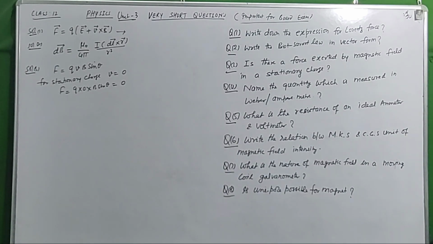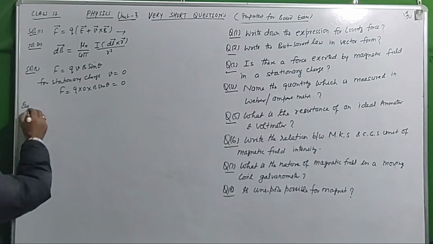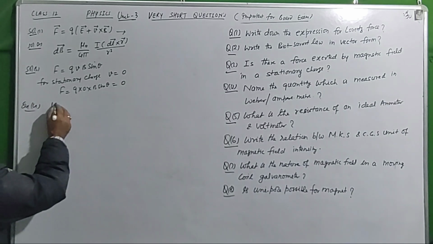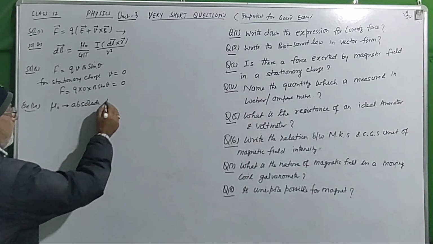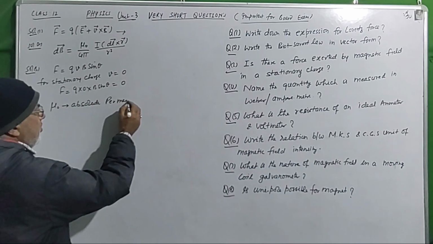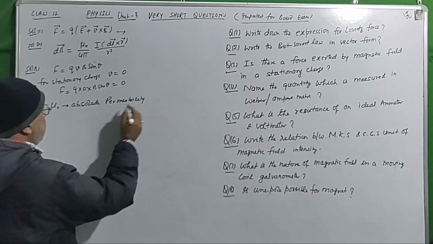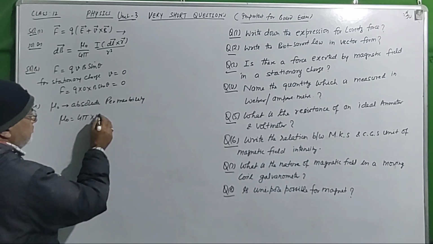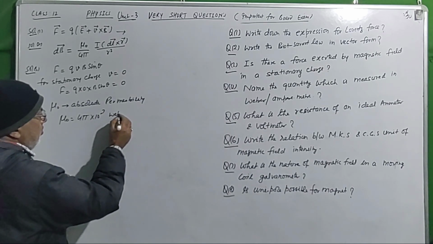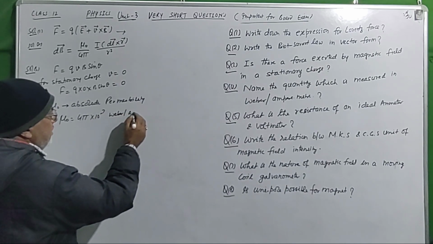Question 4. Name the quantity which is measured in Weber per ampere meter. That is mu naught, the absolute permeability. What is its value? 4 pi into 10 to the power minus 7 Weber per ampere meter.